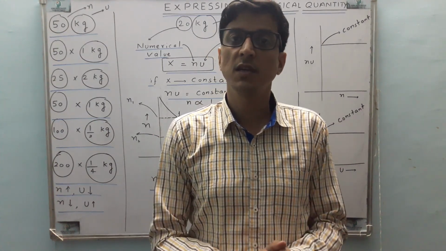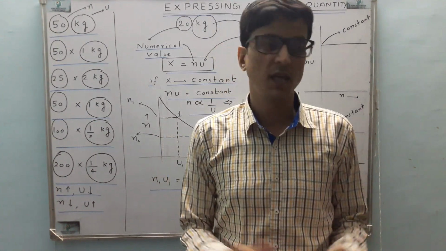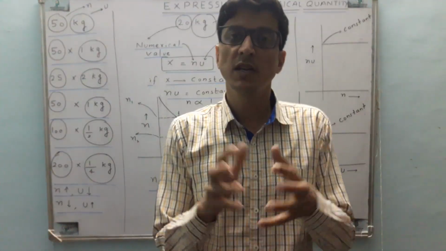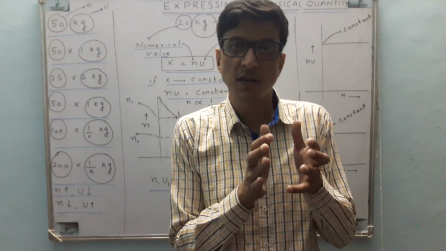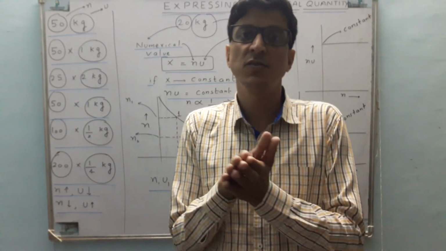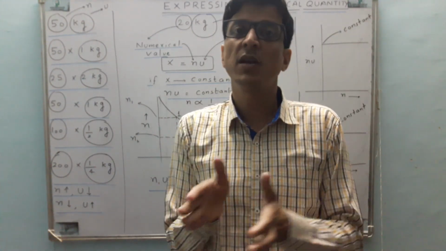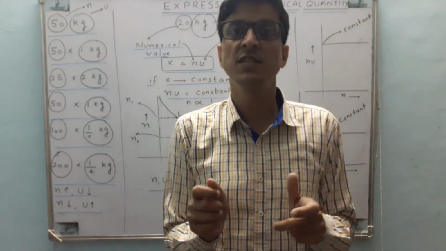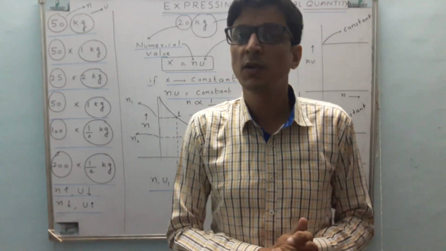Today we'll see how to express a physical quantity. So suppose we take the example of mass. Suppose I say 50 kg. So it involves two expressions. The first is a numerical value, 50, and another is a unit, kg. So 50 kg can be written as 50 multiplied by 1 kg. That is, we have 50 number of 1 kg masses. So this is a simple concept.